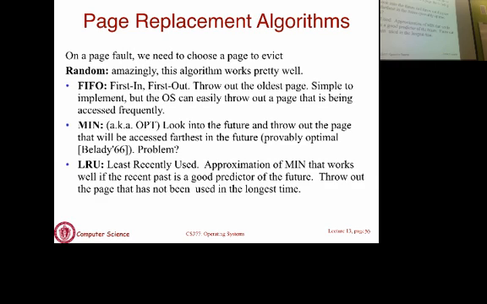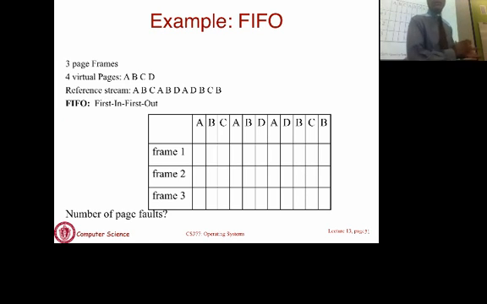Is that clear? So now we'll actually look at an exercise and try to work our way through actual examples of how FIFO works and LRU works and how MIN works. So we'll take a very simple memory.